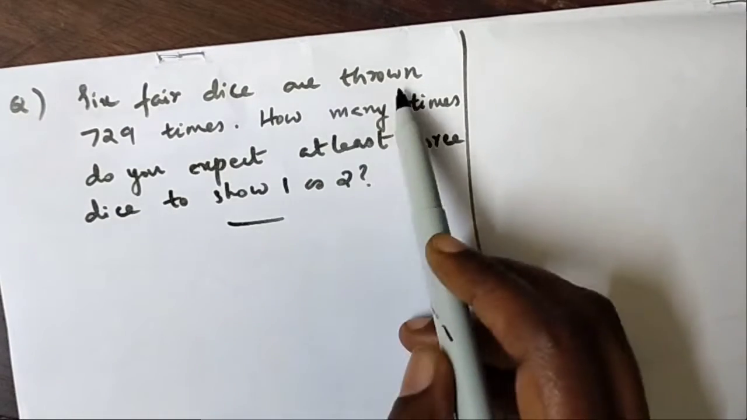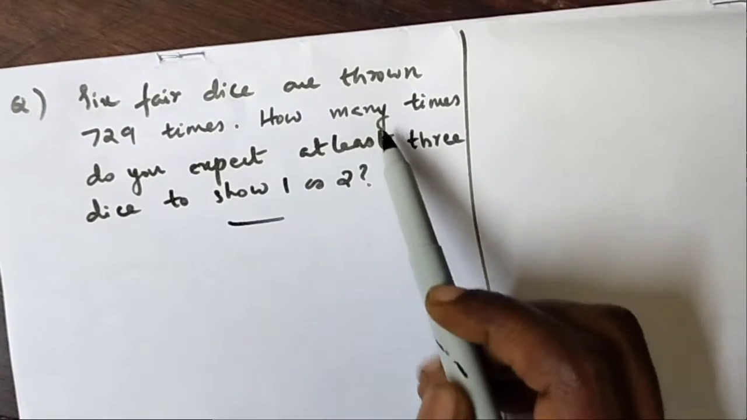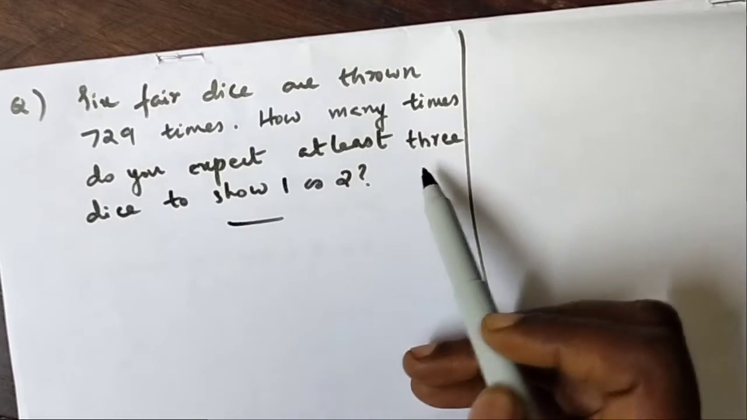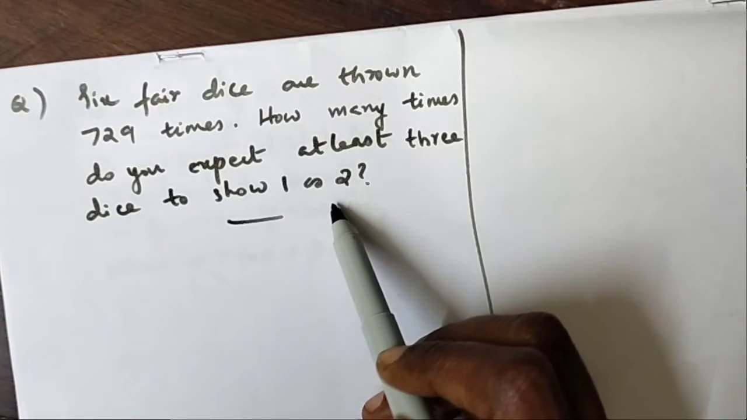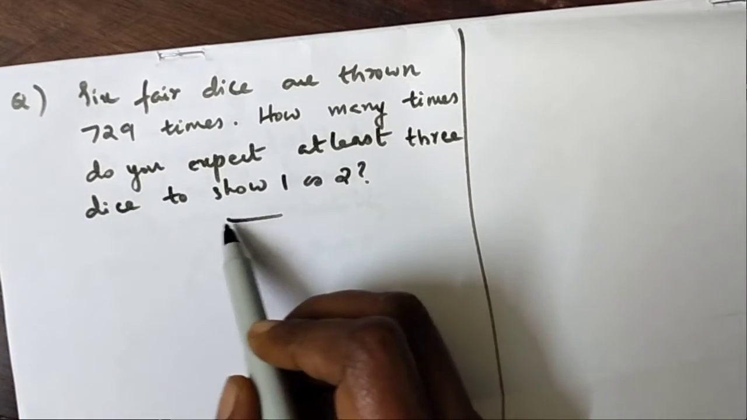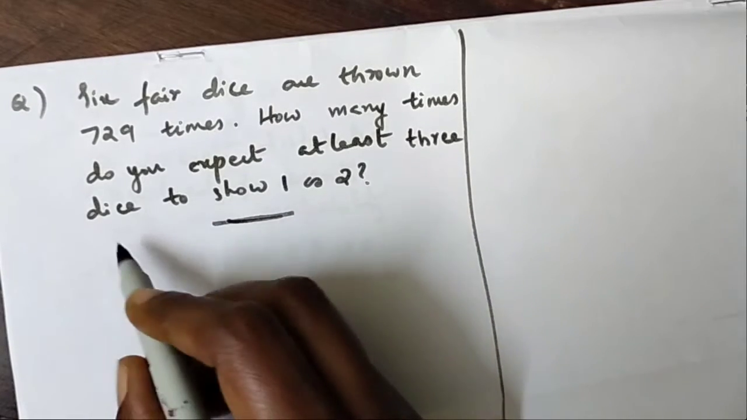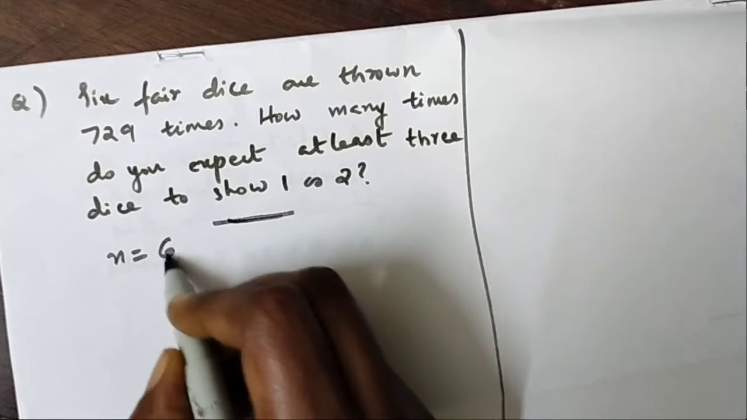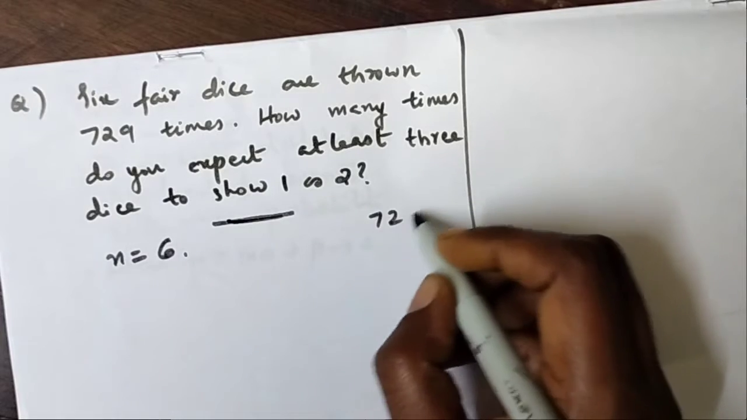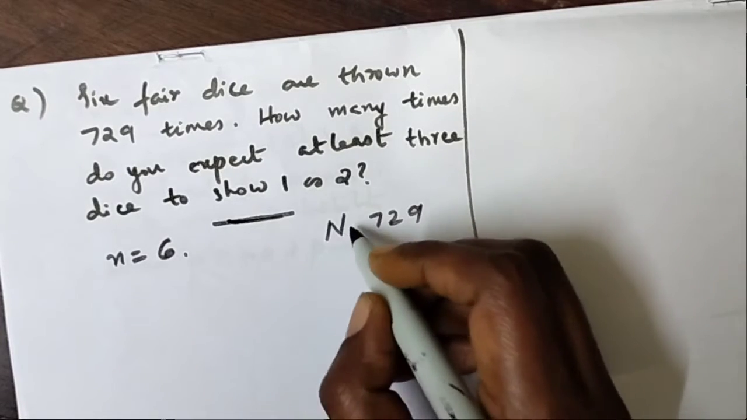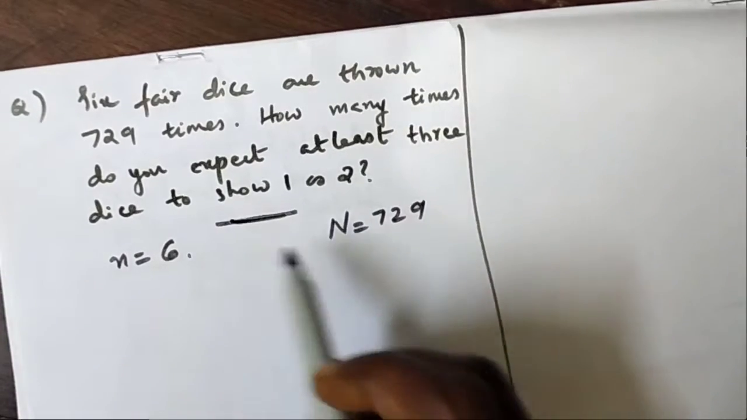6 fair dice are thrown 729 times. How many times do you expect at least 3 dice to show 1 or 2? So this is the next question. 6 dice are thrown 729 times. So n is equal to 6, and 729 times we have to denote by capital N because it is a large number.